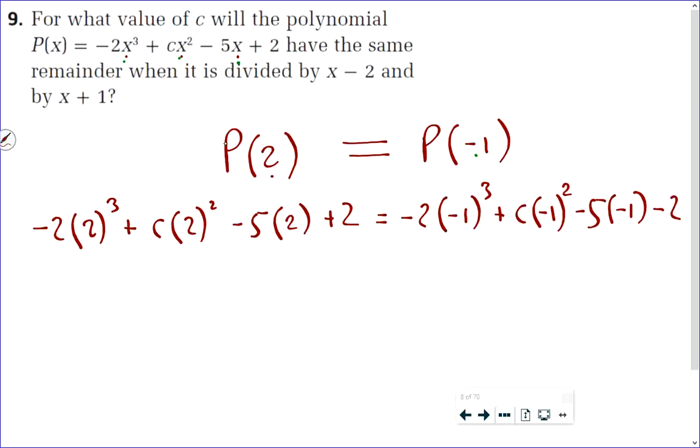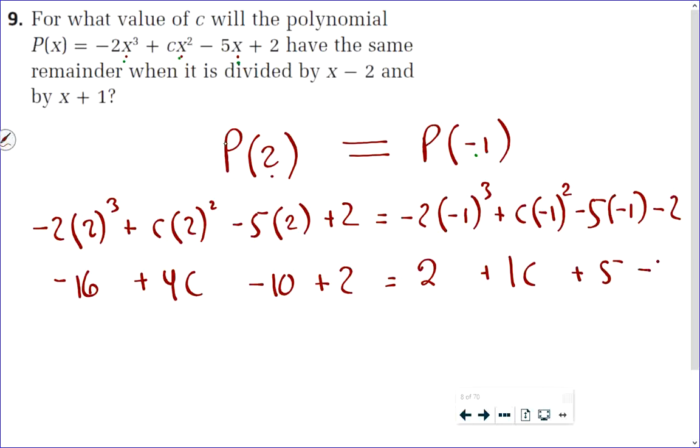Now it's a matter of simplifying this, and I don't want to use too much time here. 2 cubed is 8 times negative 2 is negative 16. Here I get 4c. Here I get minus 10 plus 2. Again, I'll double check all that in a second. Negative 1 cubed is negative 1 times negative 2 is 2. This is going to be 1c because when I square negative 1, it becomes positive. And then I have plus 5 minus 2.